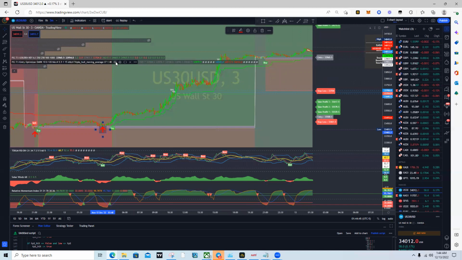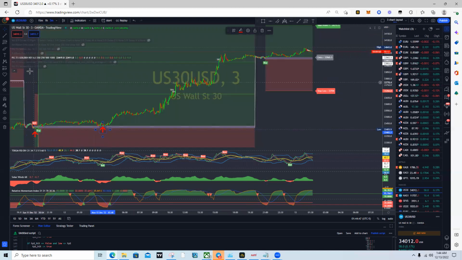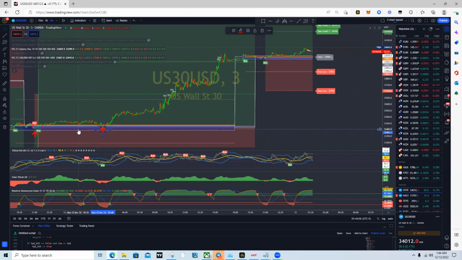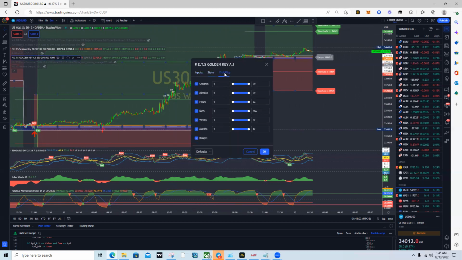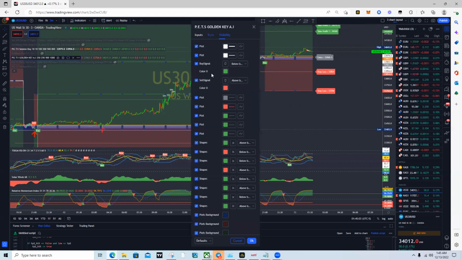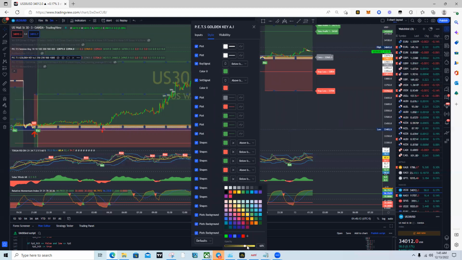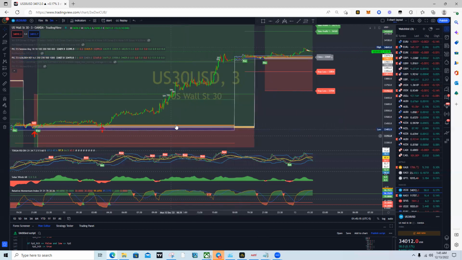So let's move out the entry optimizer for a minute. And now you'll see the golden key by itself. Notice this zone is smaller than the session key zone. It gives you a more precise zone. So you have two zones. Let's change the golden key for a minute. Let's change the zone. Let's change it to gold. Being that it is the golden key, let's change it to gold. So we can see both zones.